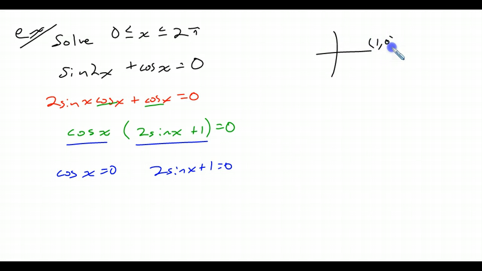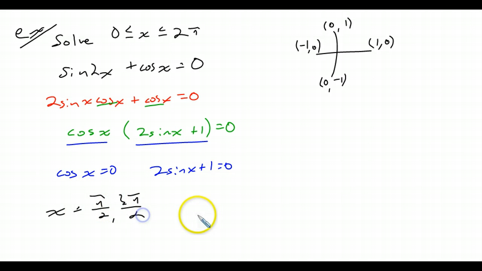You have (1, 0), (0, 1), (-1, 0), and (0, -1). So for cosine to be 0, that is your x value. That's going to happen at straight up and straight down. So we have pi over 2 and 3 pi over 2. There are two solutions. Solve this one for sine.